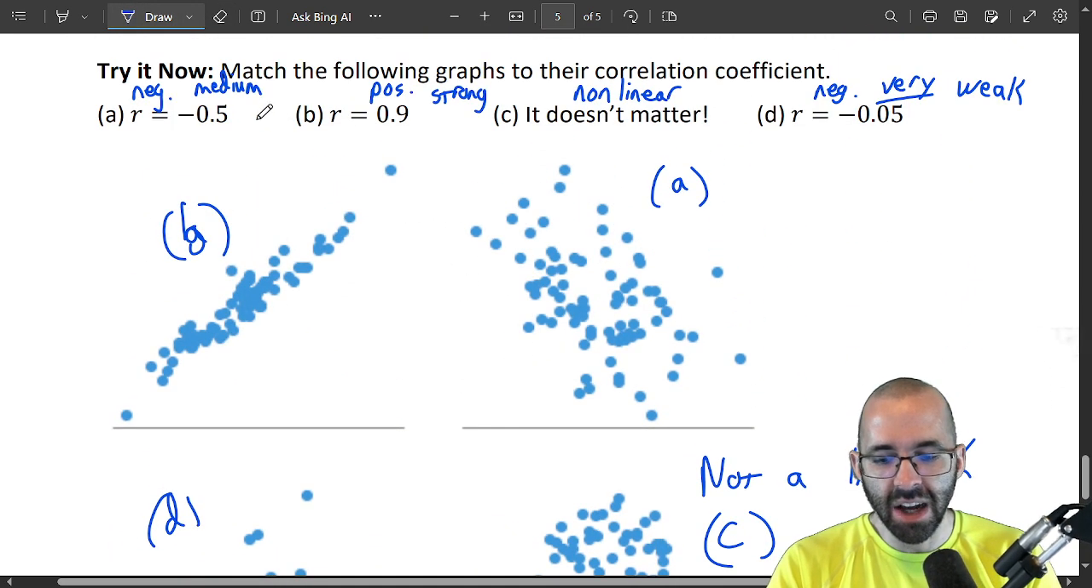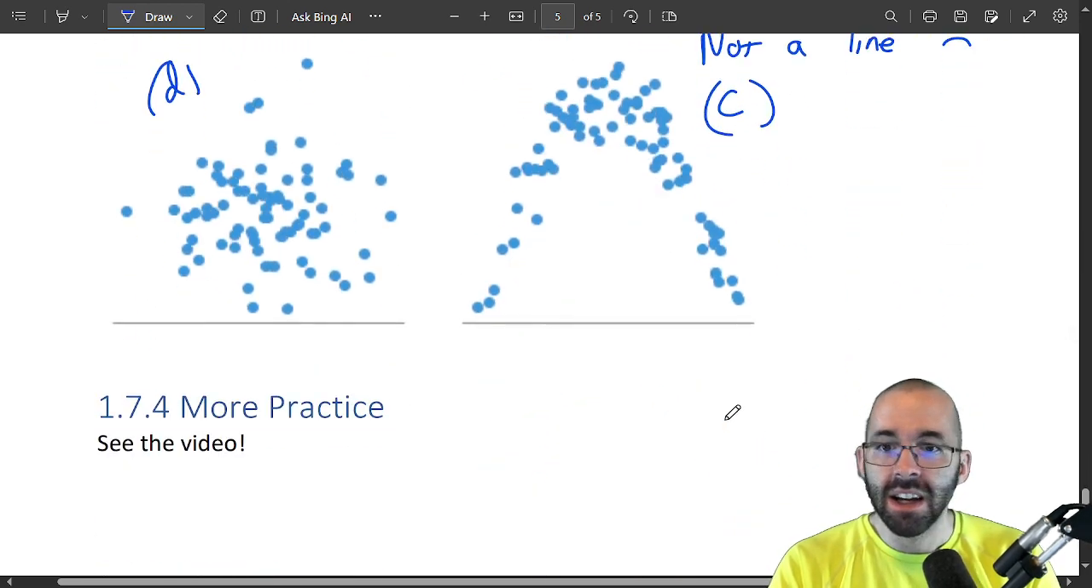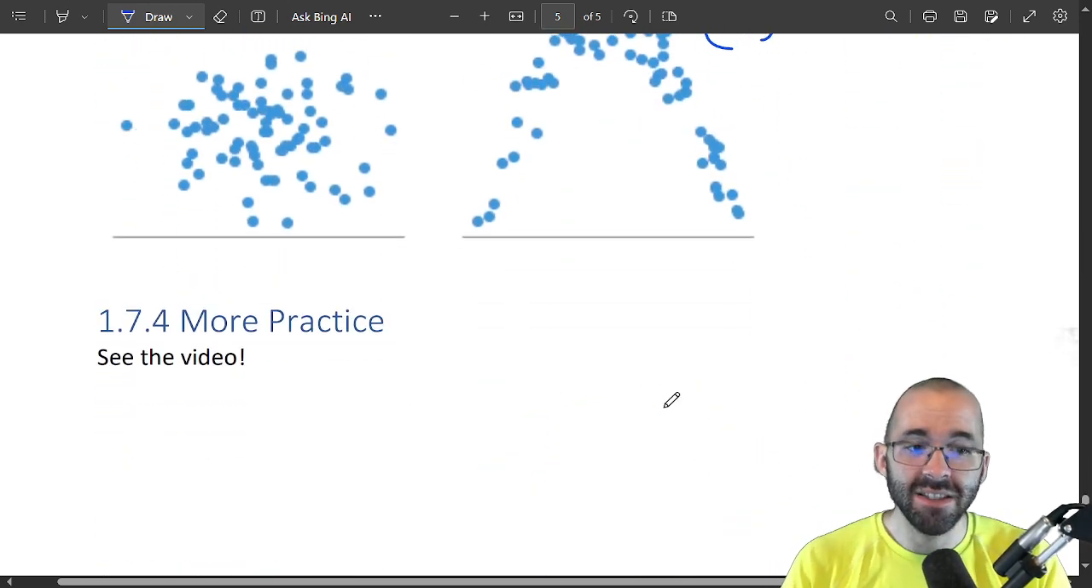That's how you can visualize the R values. That's the whole section. Let me know if you have questions, and best of luck.